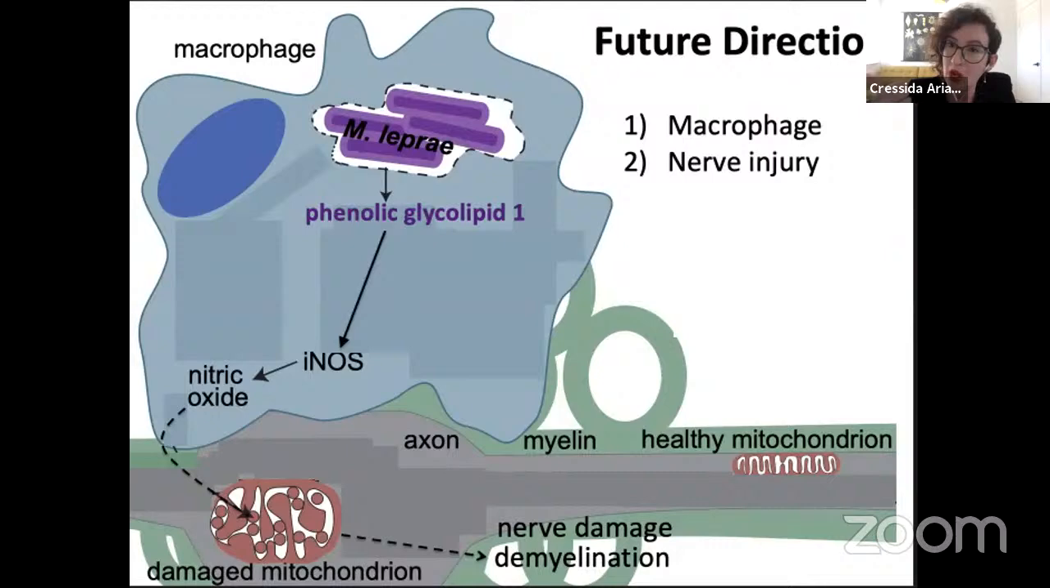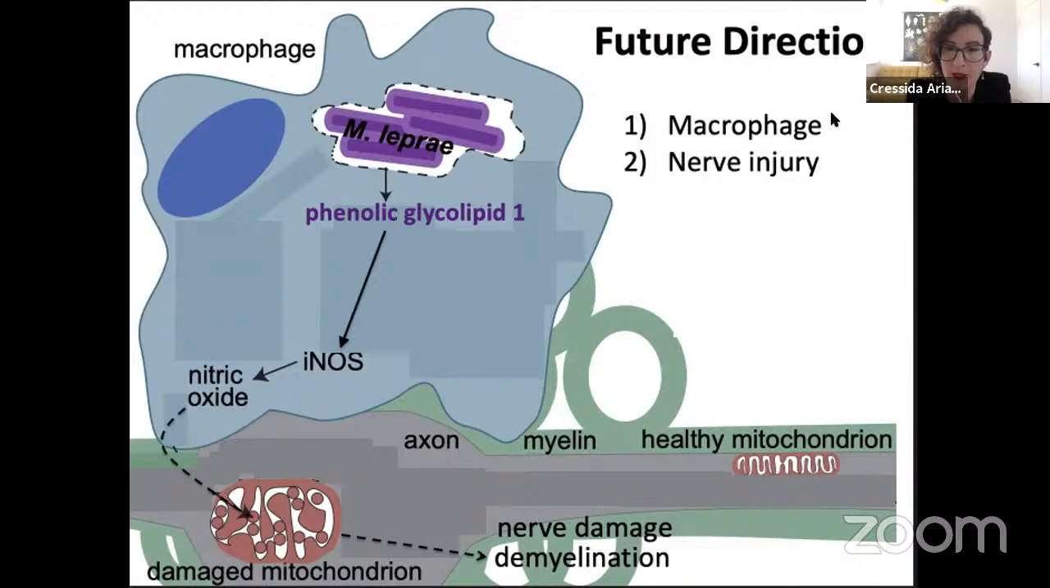leprae in the context of a neurological infection, and then how the axons and the myelinating glia themselves are responding to nerve injury, potentially stimulated by the macrophages, right? So we want to know about how macrophages are responding to phenolic glycolipid 1, both in M. leprae infection and in TB, because TB makes a form of PGL1 that is also a trisaccharide. It's the only other mycobacterial pathogen of humans that makes this trisaccharide PGL1.